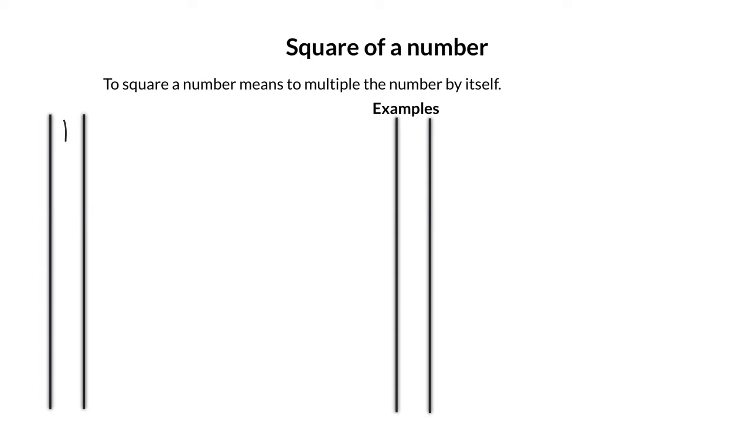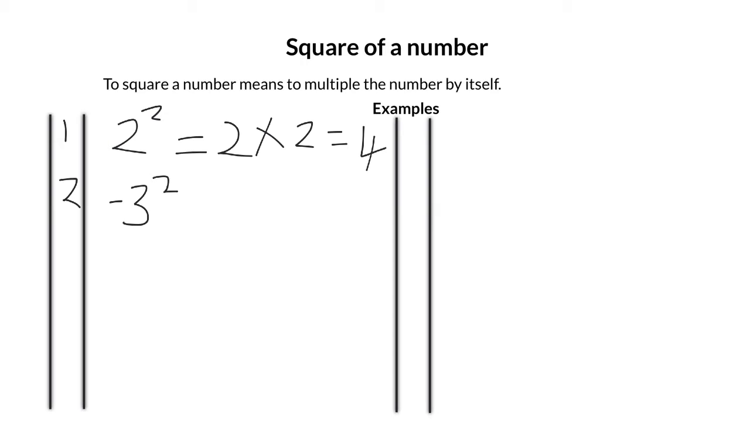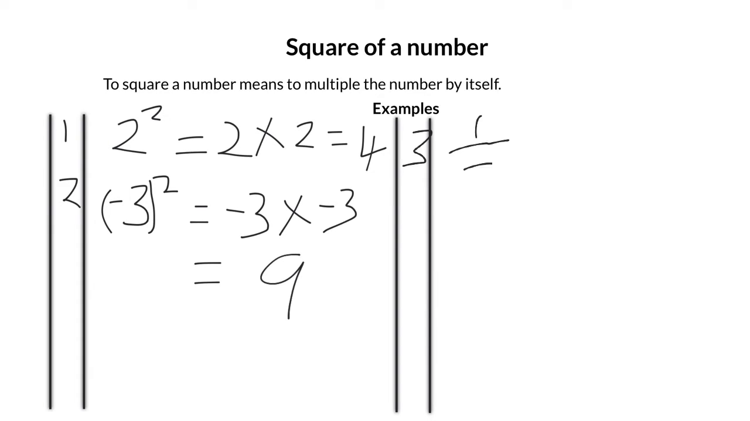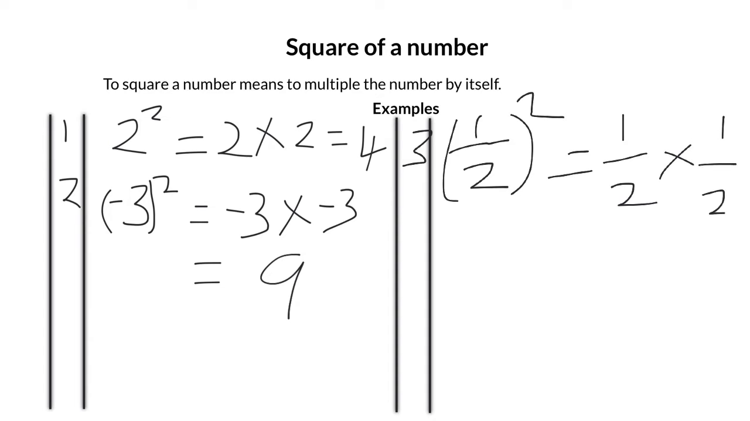Examples. 1. 2 squared is equal to 2 times 2, which will give us 4. 2. Negative 3 squared is equal to negative 3 times negative 3, which will give us 9. Example number 3. 1 over 2 squared is equal to 1 over 2 times 1 over 2, which will give us 1 over 4.